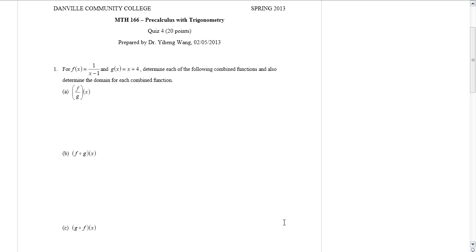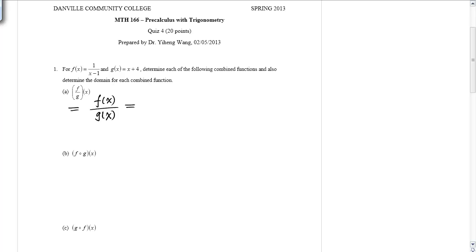Problem 1 tests you on the different types of combinations of two functions. Part A. This is a simple arithmetic combination of two functions. This one is the quotient, and it is very straightforward. Simply equals f(x) divided by g(x).